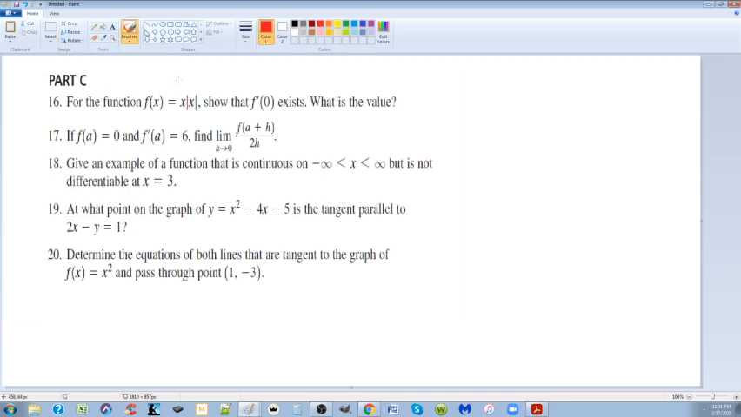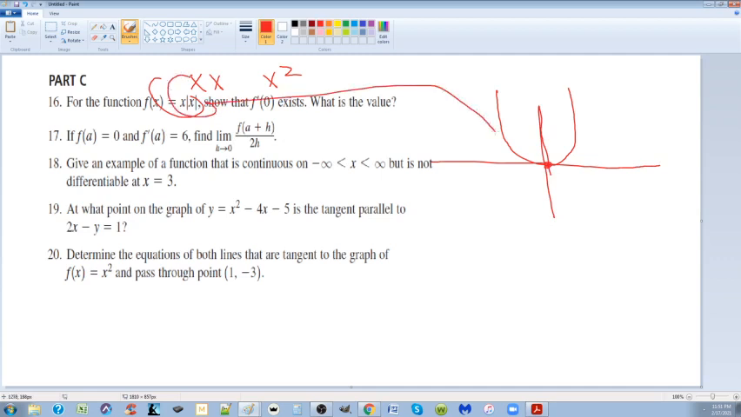Okay, for the function f of x equals x times the absolute value of x, show that the derivative where x is 0 exists. What is the value? Well, that's a good point. If this was a normal curve, it'd just be x times x, which would be x squared, and we just have something that looks like this. Since we are dealing with all positive x values for a parabola, I believe that this shape will be the same as that, and that the slope of f of 0 will be a flat line.